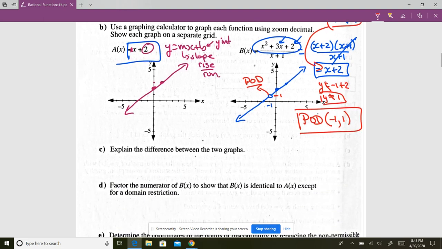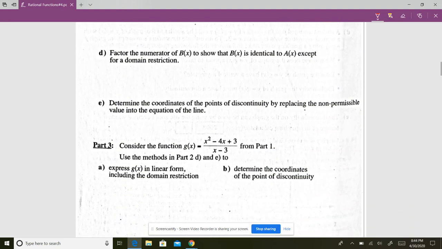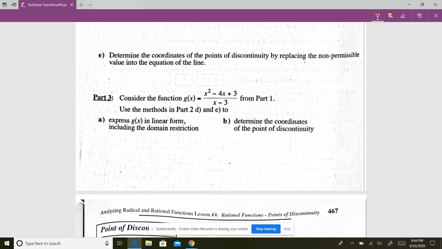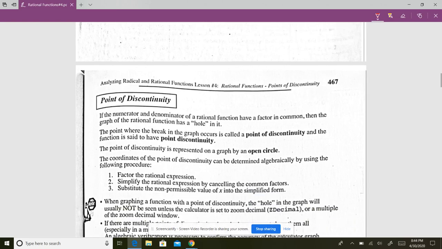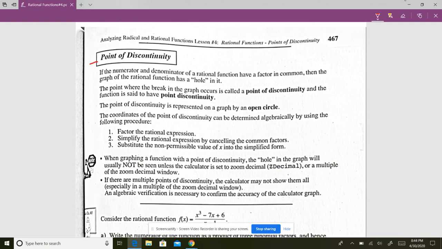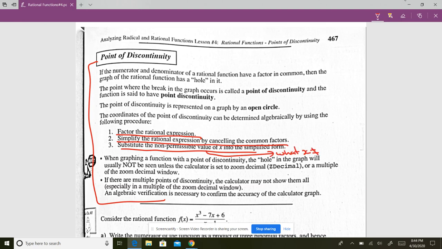All right, so we're going to go down to the bottom. Actually, we're going to skip to the next page. This just talks about how to find PODs. Factor is always the first thing. Simplify by canceling, and then plug in the non-permissible or the domain restriction. When it says non-permissible, it's what x cannot be, is not equal to.